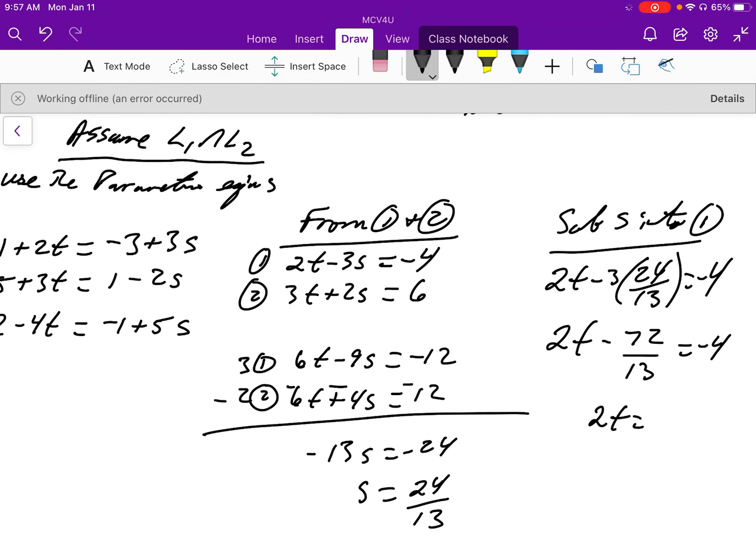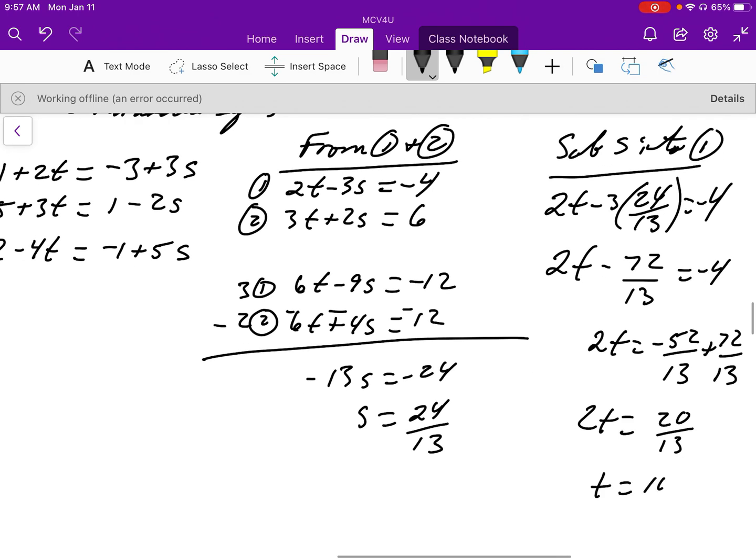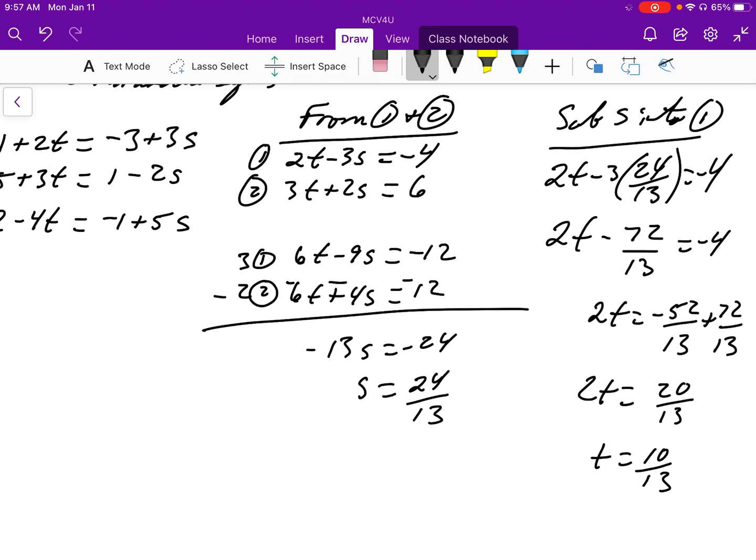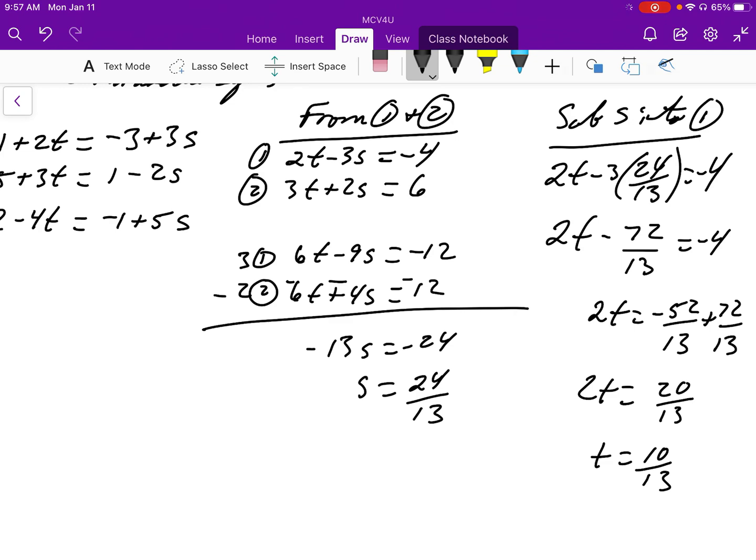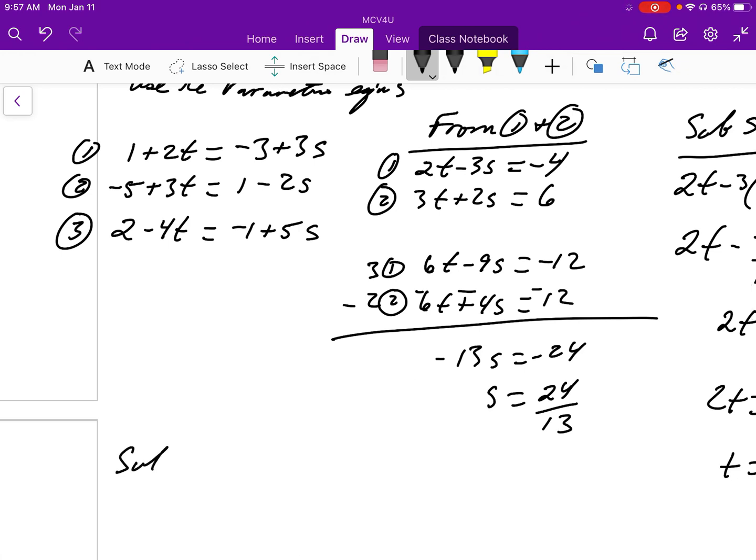2t equals, what's 26 and 26? 52 minus 52 over 13 plus 72 over 13. 2t equals, that looks like 20 over 13, which means t is equal to 10 over 13. Okay, so we have our solution for 1 and 2. We take our s and our t and we substitute them into equation 3 and see what we have.